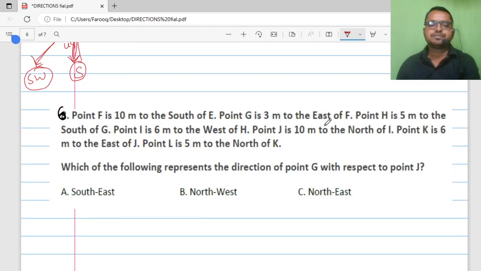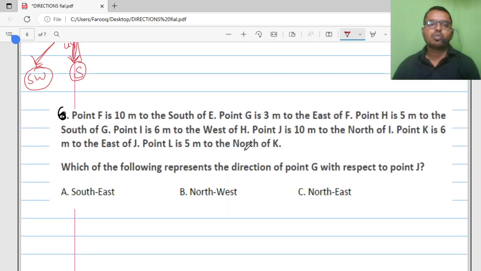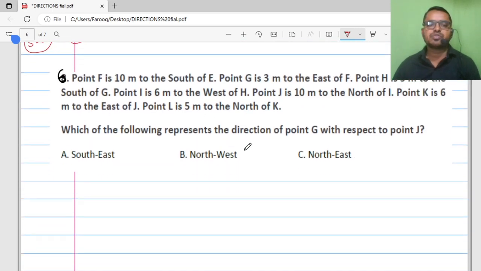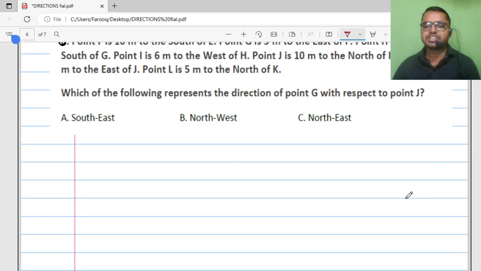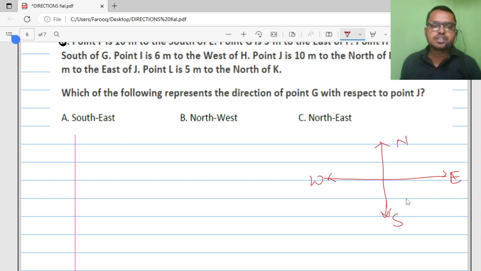Next question. Point F. Yes. Point F is 10 meter to the south of E. So first draw all the basic directions. We can say sub directions, main directions or prime directions. East, west, north, south.